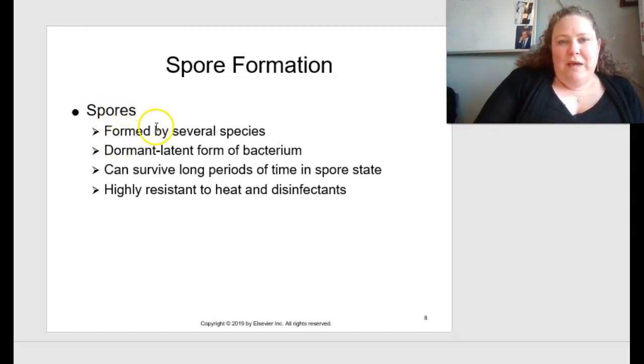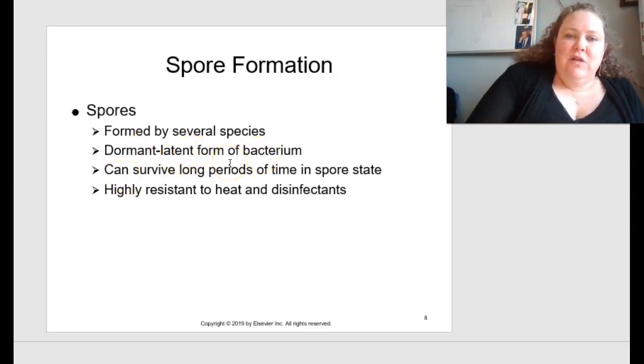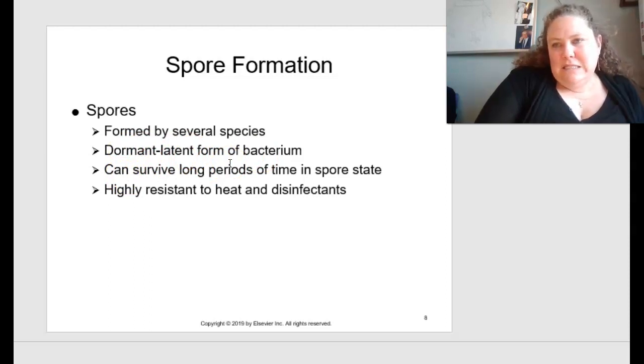So spores are formed by several different species. They are a dormant, latent form of the bacterium, and that just means the spore can be hanging out for a long time, and then when it gets exposed to the right environment, and this could be decades later, boop, it just pops up again and starts growing. Because of this, it can survive long periods of time in the spore state. And they're also highly resistant to heat and disinfectants.